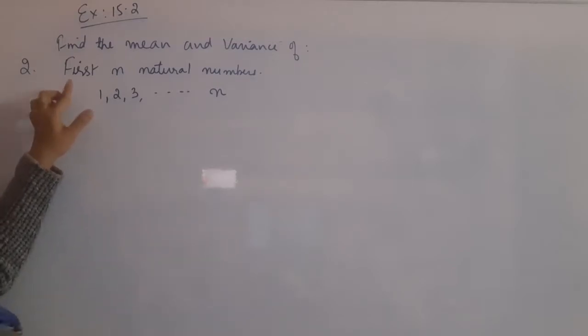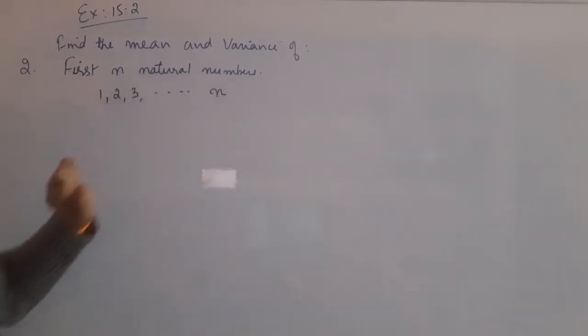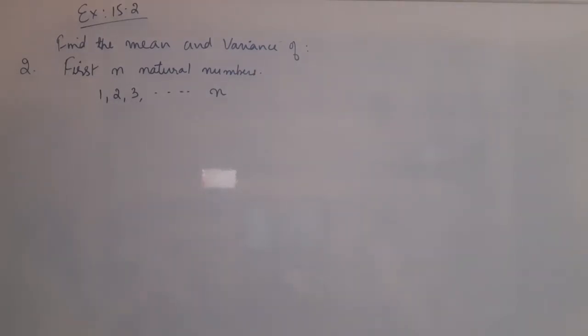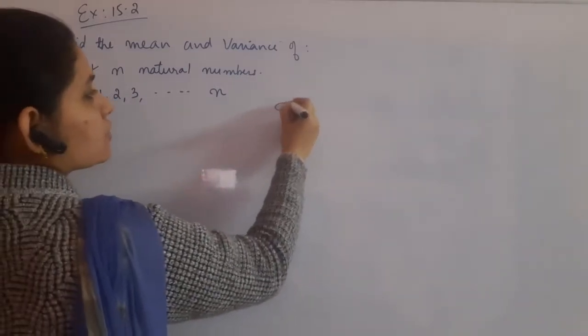Find the mean and variance of the first n natural numbers. So first we will start with the first n natural numbers, that is 1, 2, 3, etc., n. And we will use a formula.